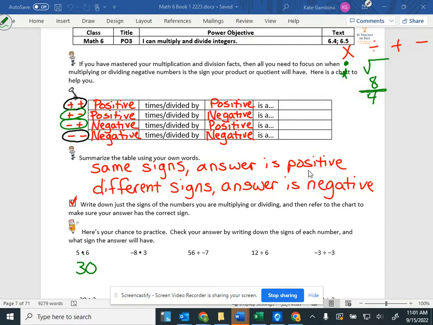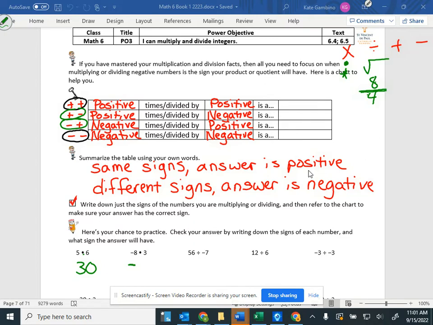Let's look at our next one. Negative 8 times 3. So what I said we're going to do first is look at the signs. If I have a negative times a positive, what sign will my answer have, A and B? Will it have a positive or a negative? Because different signs means my answer is going to be negative.